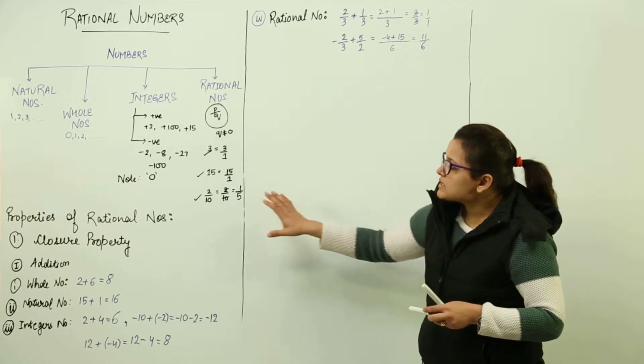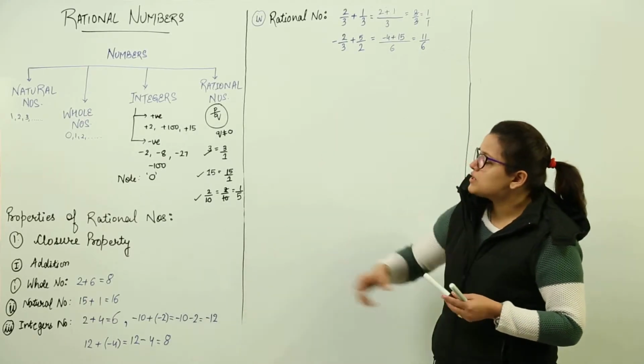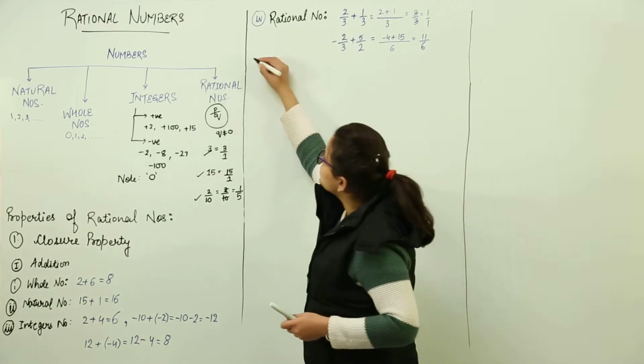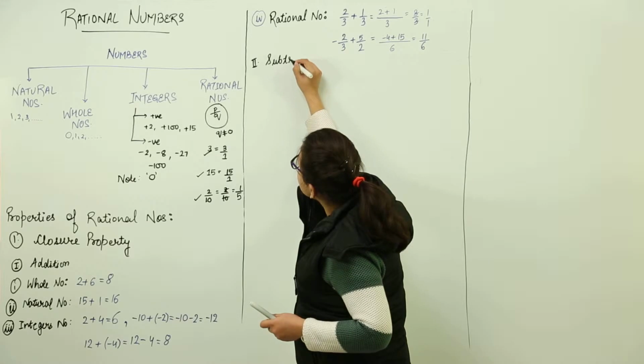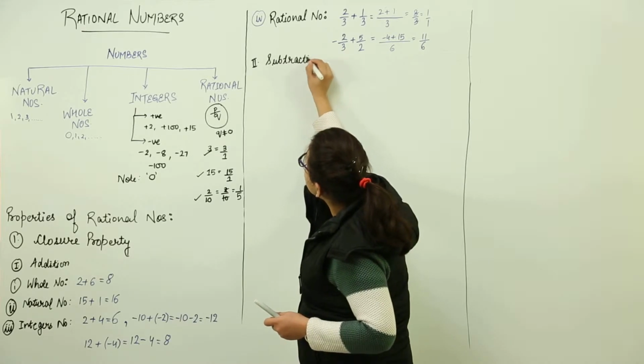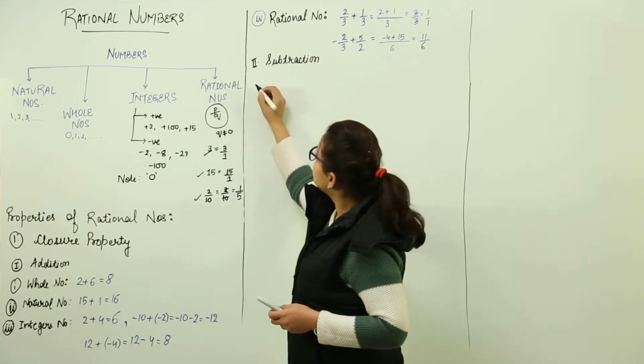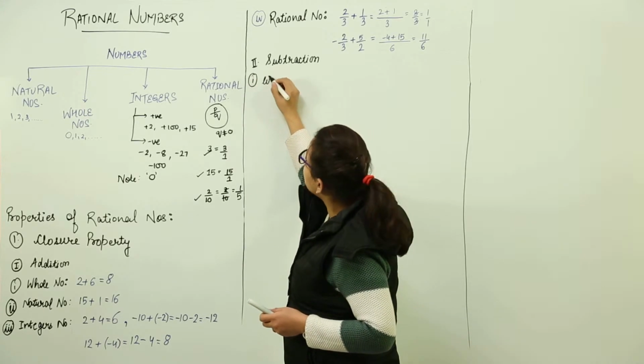Right. So we have discussed the closure property for addition now. We will be discussing the closure property in case of subtraction now. Now for subtraction, we will be dealing with the same types of numbers we have discussed. The first one would be my whole numbers.